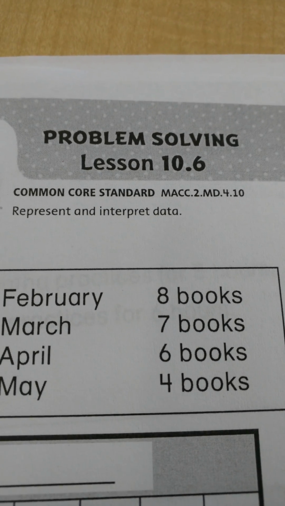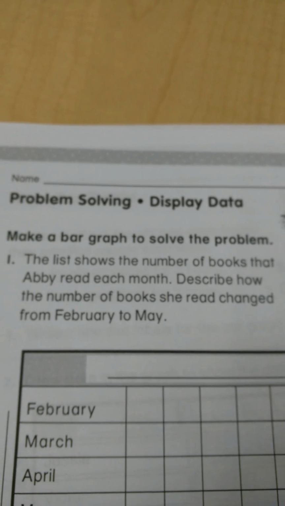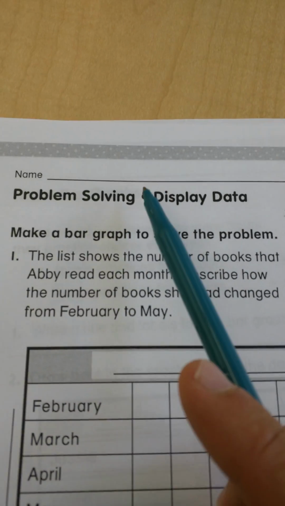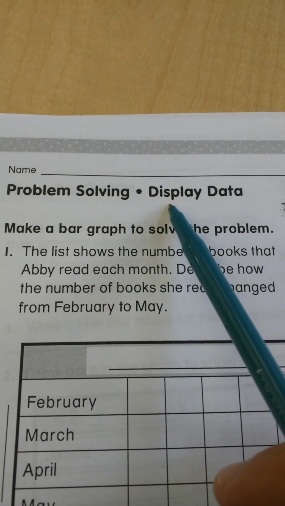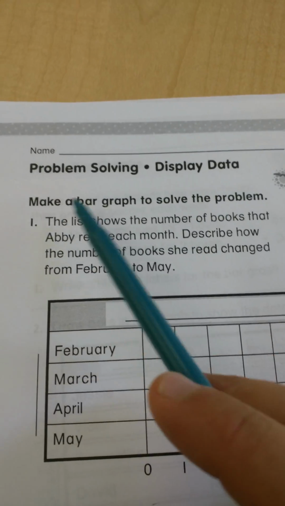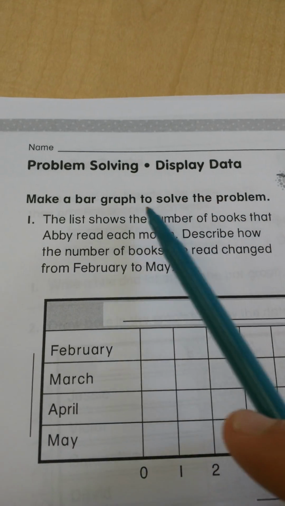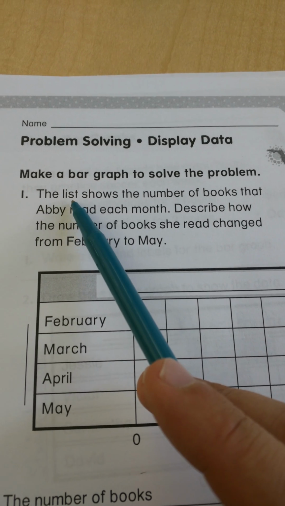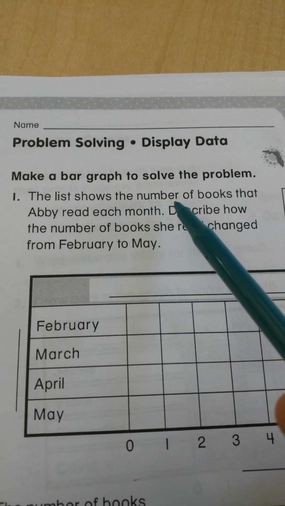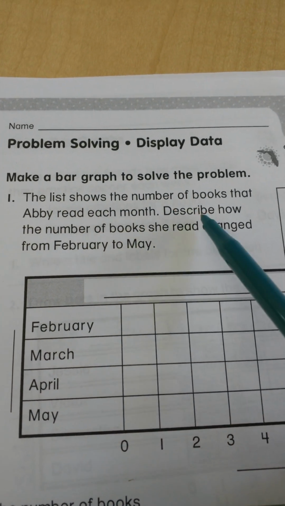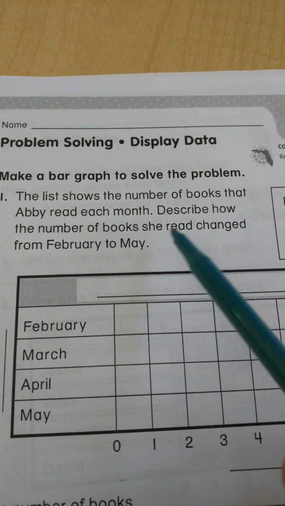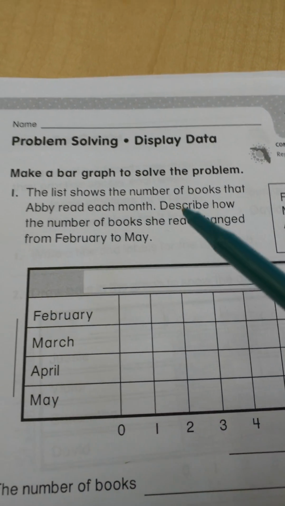This is second grade Go Math lesson 10.6, and today we're going to do problem solving, another word for word problems, and displaying data. So directions say make a bar graph to solve the problem. Number 1 says the list shows the number of books that Abby read each month. Describe how the number of books she read changed from February to May.